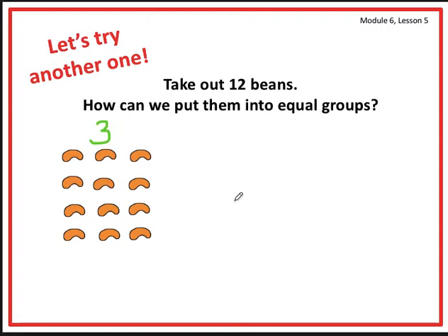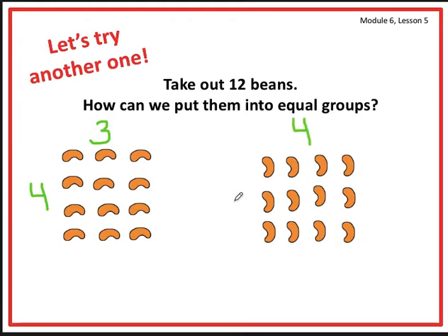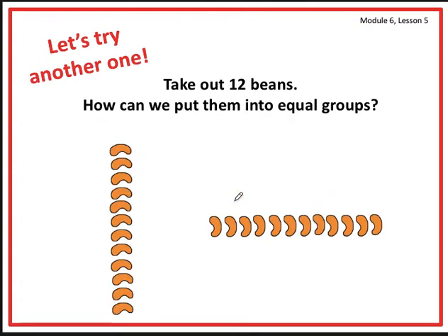We've got 3 columns of beans and 4 rows of beans. And then we can flip it on its side. So now we have 4 columns and 3 rows. And the last way that we can group them in an array is like this. We've got 1 really, really long column, 12 rows of beans, or we can have 12 columns of beans, 1 row of beans.